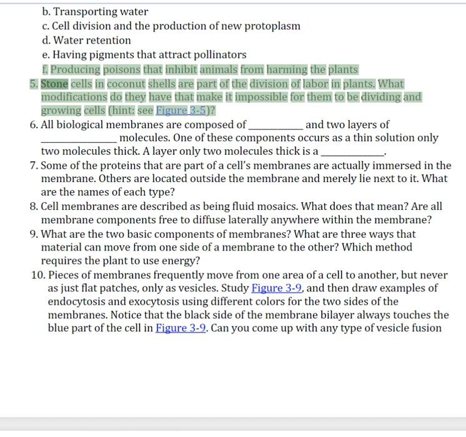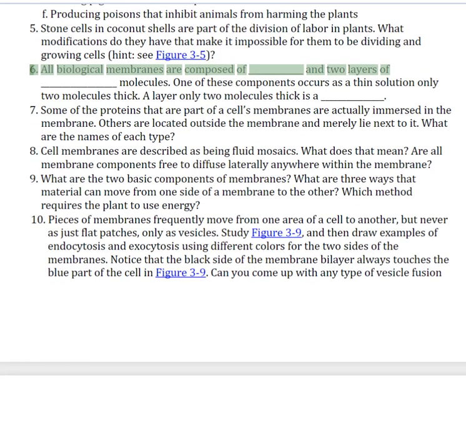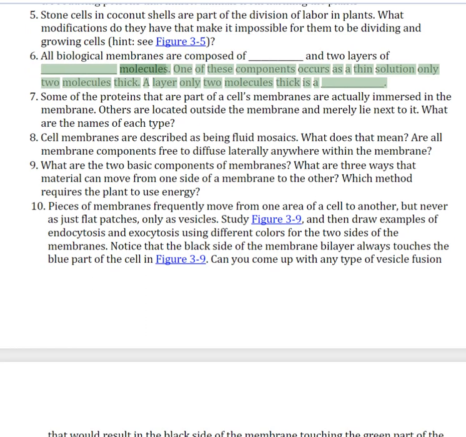5. Stone cells in coconut shells are part of the division of labor in plants. What modifications do they have that make it impossible for them to be dividing and growing cells? 6. All biological membranes are composed of ___ and ___, two layers of molecules. One of these components occurs as a thin solution only 2 molecules thick. A layer only 2 molecules thick is a ___.